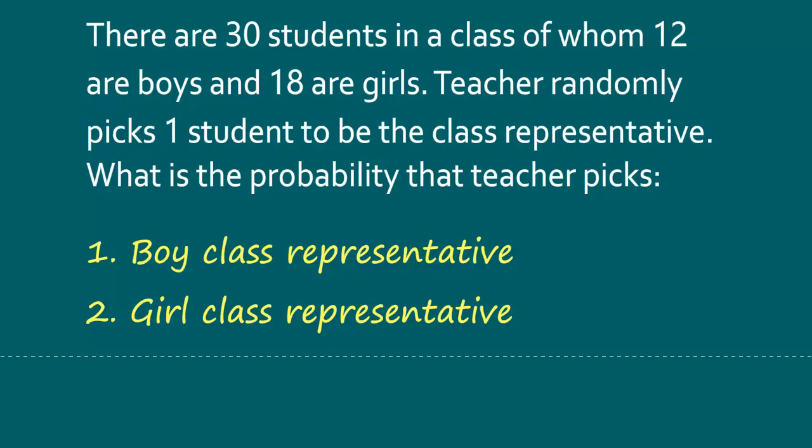There are 30 students in a class, of whom 12 are boys and 18 are girls. The teacher randomly picks one student to be the class representative. What is the probability that the teacher picks, question number 1, a boy class representative, question number 2, a girl class representative? How do we solve these questions? Let's find out.